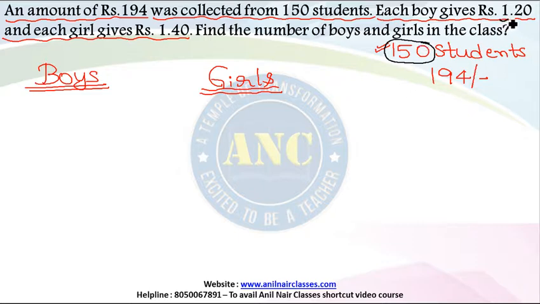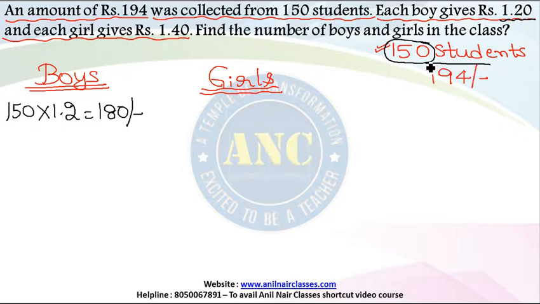If one boy is giving 1.2 rupees, 150 boys will give 150 into 1.2 rupees. That means if all the students are boys, total money that would have been collected is 180 rupees. But total money is not 180.